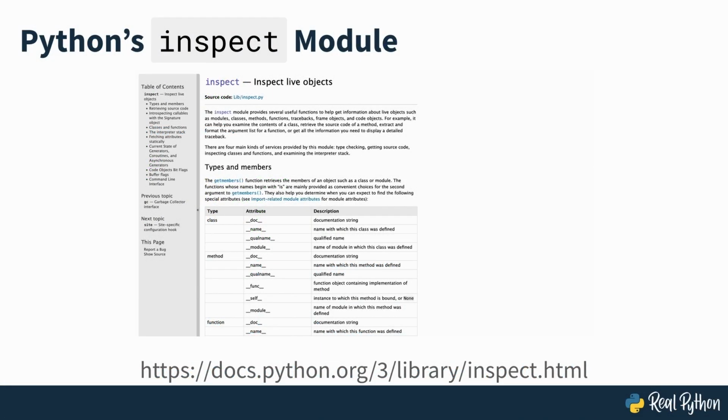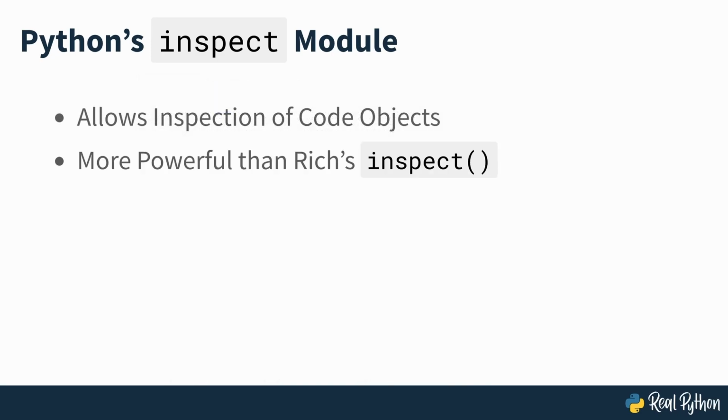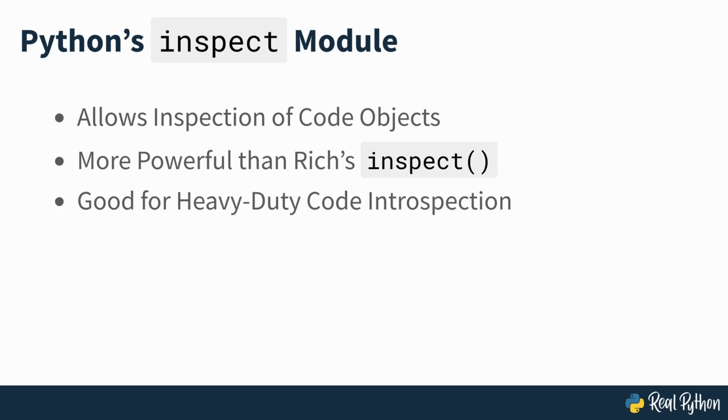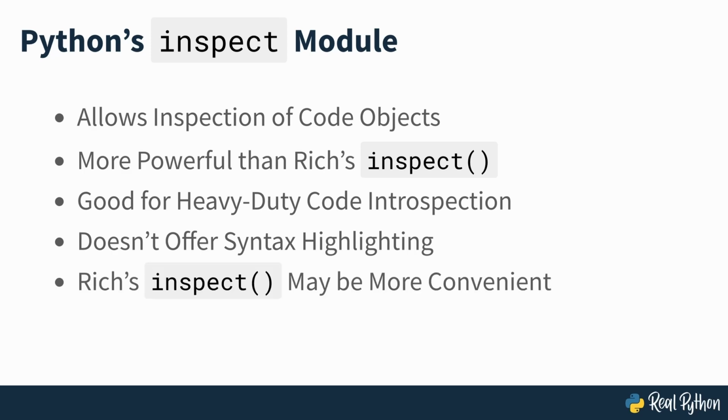The Python standard library has its own inspect module that also allows live inspection of code objects. It's much more powerful, but also much more complex than the Rich function you've been using. You should check it out if you need to do heavy-duty code introspection. However, Python's inspect module doesn't offer syntax highlighting. For many investigations, you may find the Rich function more convenient.